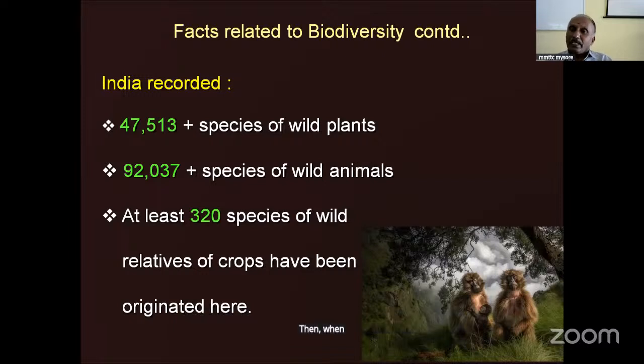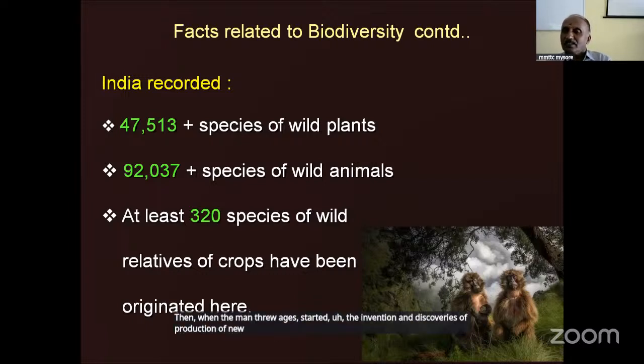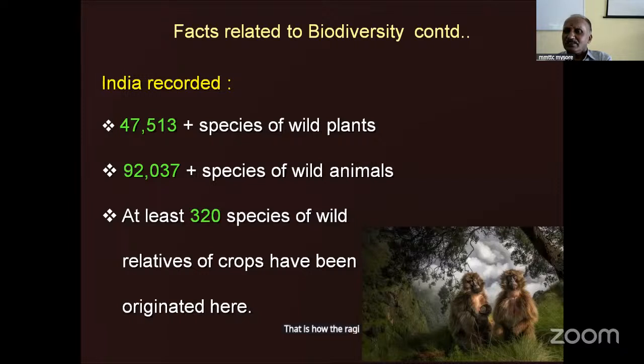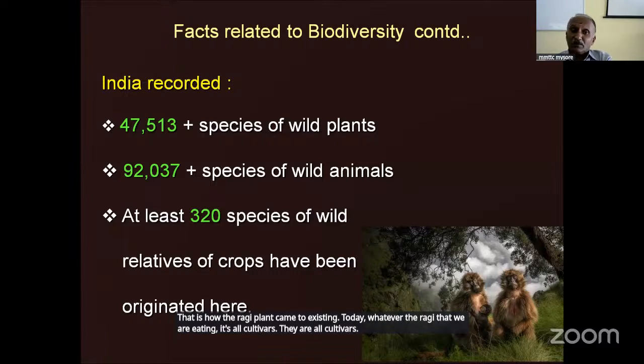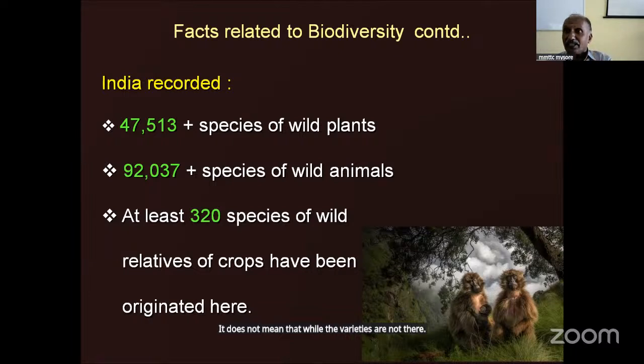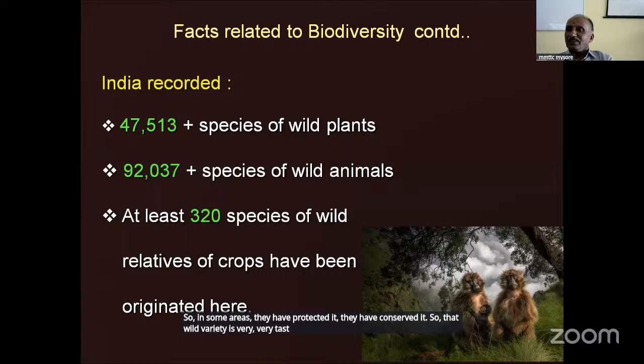Then when man, through the ages, started the invention and discovery of new varieties of crops and other things, he started crossing one variety with another variety, including that wild variety which had naturally originated. He wanted to produce more and more. That is how the ragi plant came into existence. Today, whatever ragi we are eating is all cultivars. It does not mean that wild varieties are not there. Wild varieties are rare, but they exist. In some areas, they have protected and conserved it. That wild variety is very, very tasty, very, very healthy, with very strong adaptive features for varied environmental or climatic conditions.